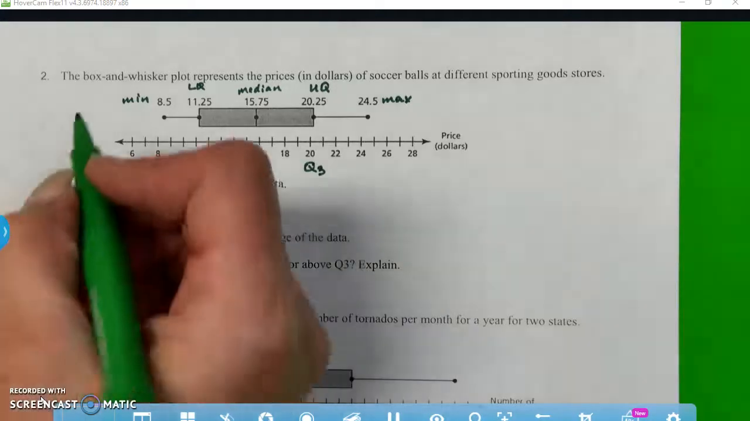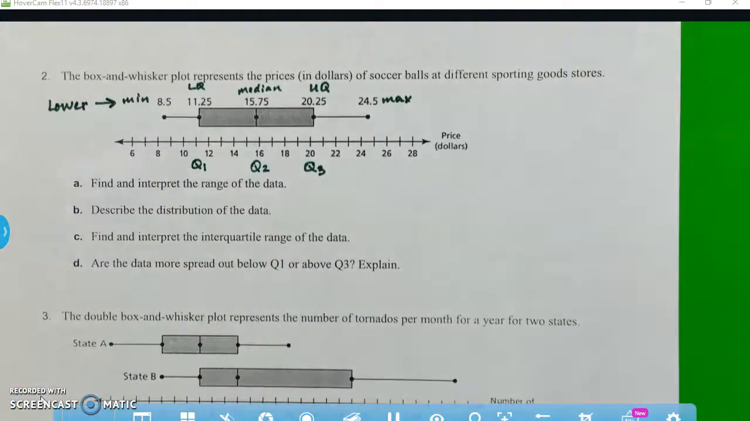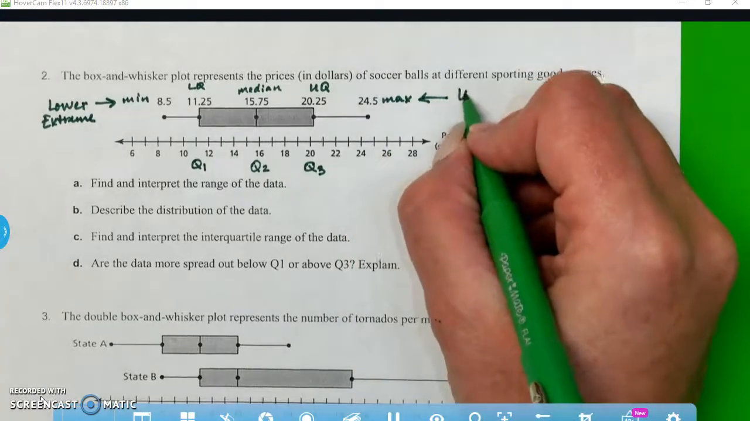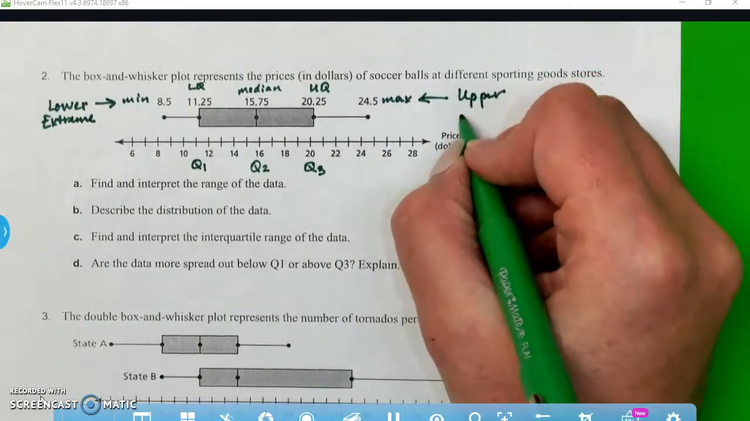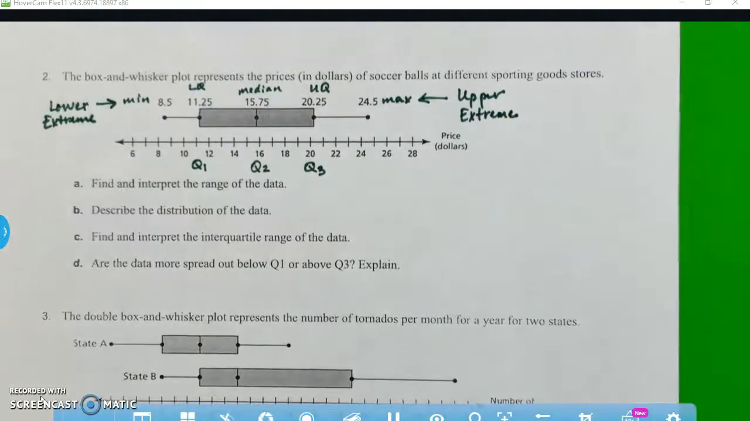Actually, let me go ahead and add one more. So minimum is also possibly described as lower extreme, and maximum could also be described as upper extreme. So variety of textbooks and applications could use their own approaches. You will see this data in high school. I want for you guys to be able to be comfortable with either of these terms.